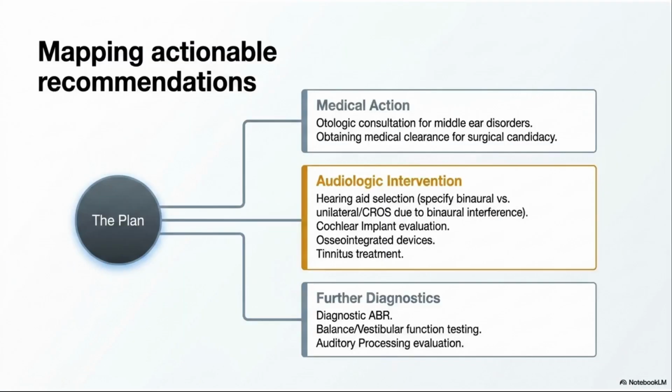Recommendations are based on patient history, audiometric findings, communication impact, and patient preferences. Medical action recommendations include audiologic consultation for middle ear disorders or obtaining medical clearance for surgery. Audiologic interventions encompass hearing aid selection, cochlear implant evaluations, bone conduction implant devices, and tinnitus treatment. Further diagnostic recommendations may include diagnostic ABR, vestibular function testing, or auditory processing evaluation.